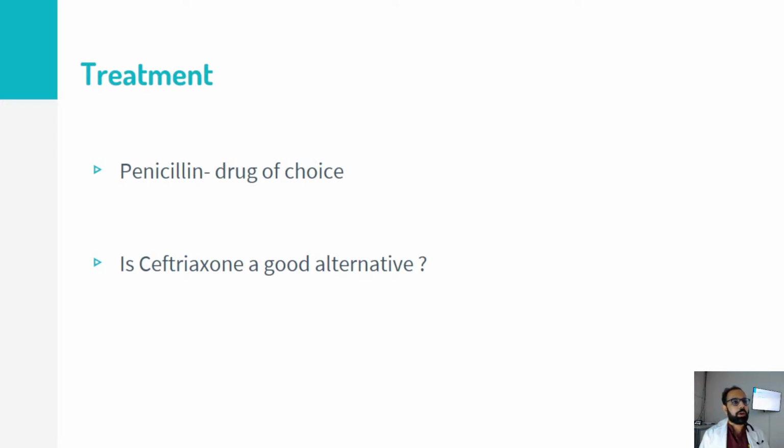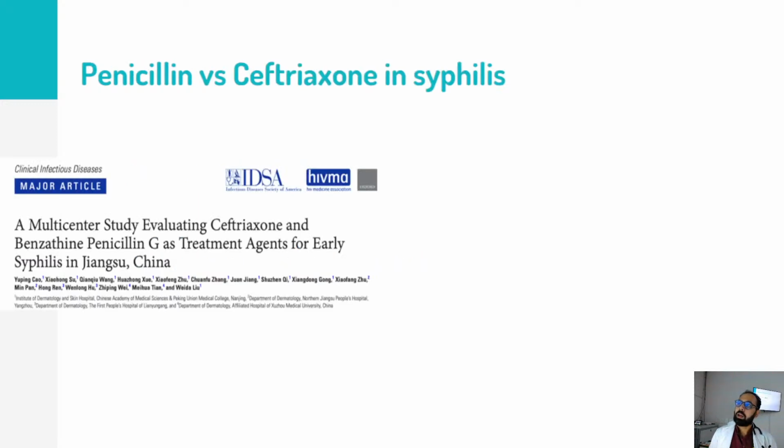And we know that for centuries, penicillin has been the drug of choice for syphilis. Various forms of penicillin are used for the various stages of syphilis. Now, we have treated our patient with ceftriaxone. So, what is the evidence behind this? Is ceftriaxone a good alternative?